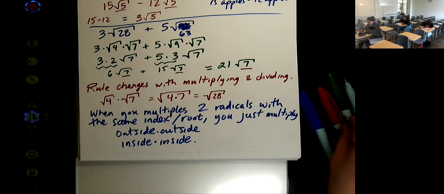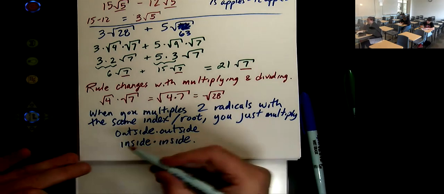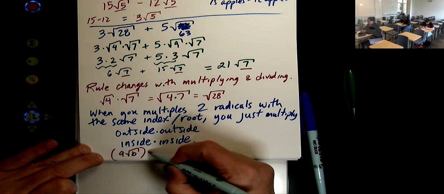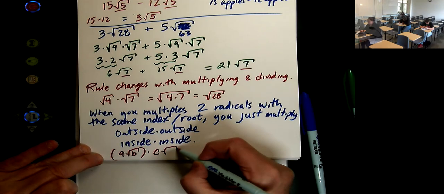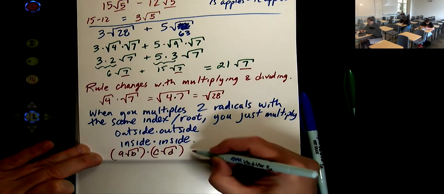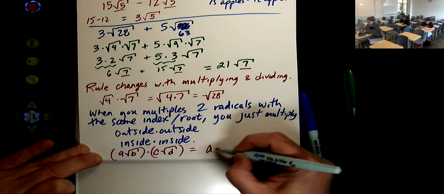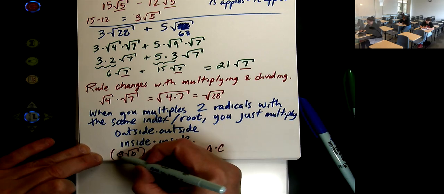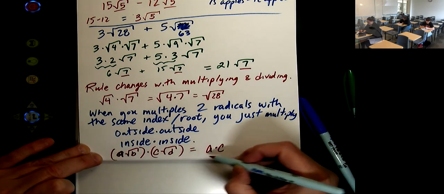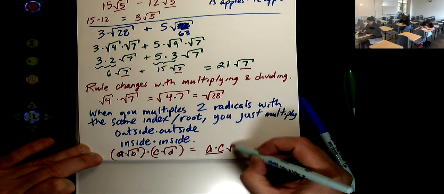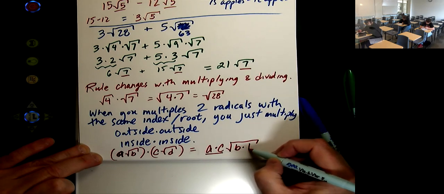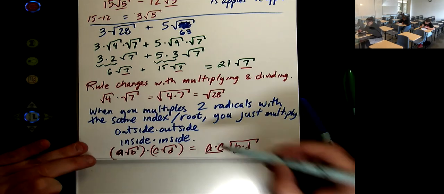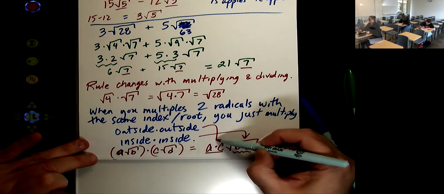So if I have a square root of b and I'm multiplying it by c square root of d, I'm left with a times c on the outside. Those are my two values outside the square root. They stay together. And on the inside, I have b times d. Those go together. So there's my inside times inside, and there's my outside times outside.